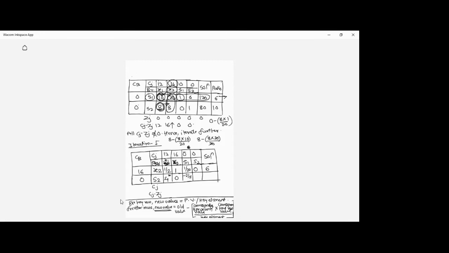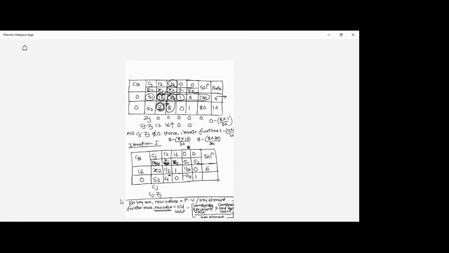Similarly, for the next value, which is 1, I can write 1 minus 0 into 8 divided by 20. So 0 into 8 will be 0, and 0 divided by 20 will be 0. So the value will remain as it is, which is 1, right?